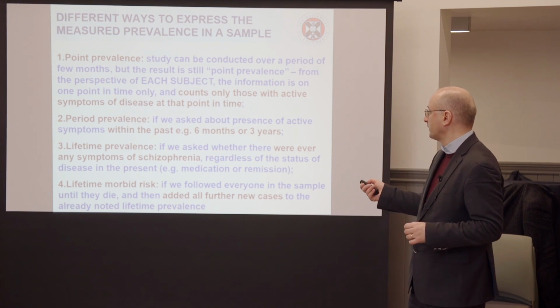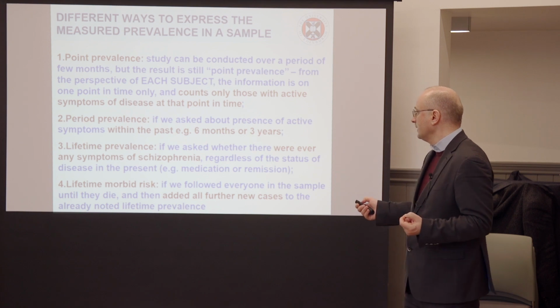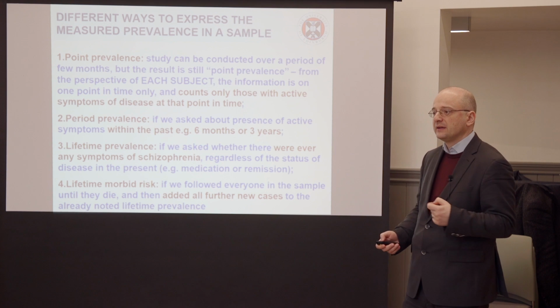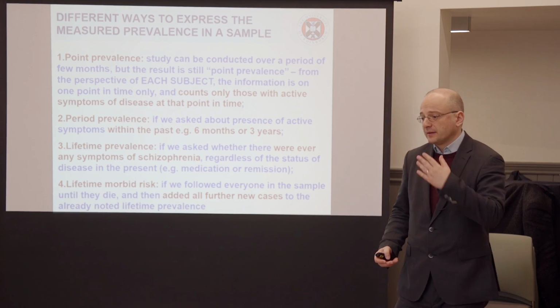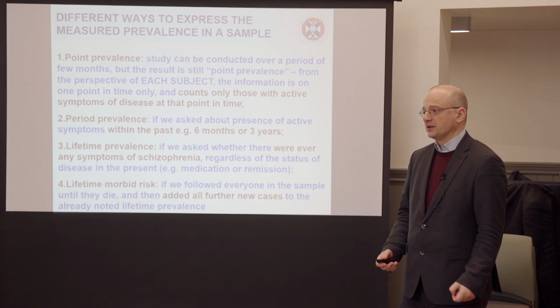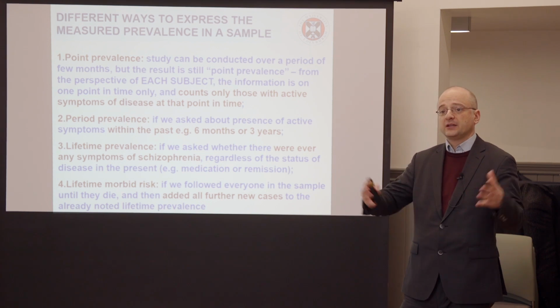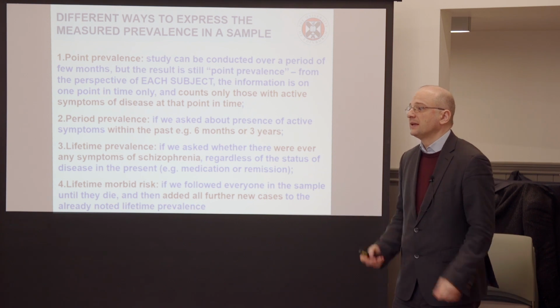All right? From the perspective of each subject, the information is in that point in time only, and it counts only those with active symptom of disease at that point in time. So that is the point prevalence. There has to be active disease. Okay, someone may be taking medication, but that's still an active disease if they're taking medication. But if the disease stopped and they're not taking any action or medication and they seem fine, then they're healthy. You can't consider them to be an active case.